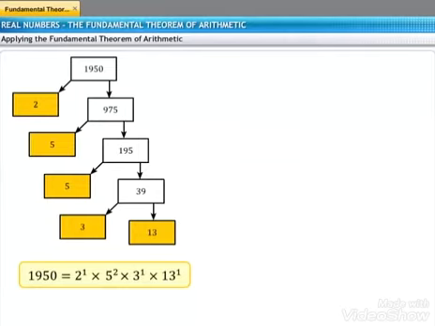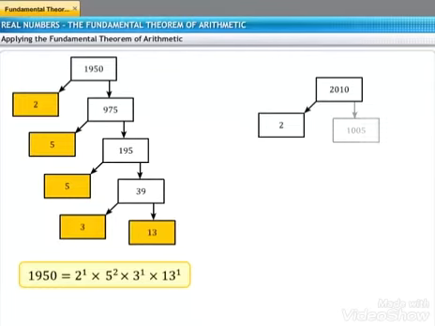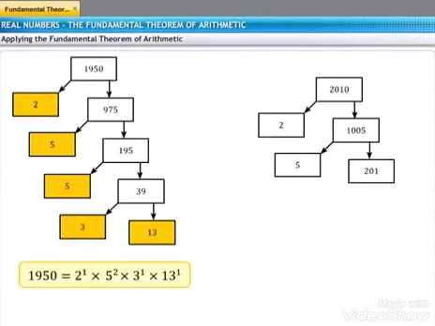Now, let's take another number, say 2010, the year India hosts the Commonwealth Games. Let's find the prime factorization of 2010. Dividing 2010 by 2, we get 1005. Dividing 1005 by 5, we get 201. Dividing 201 by 3, we get 67, which itself is a prime number.